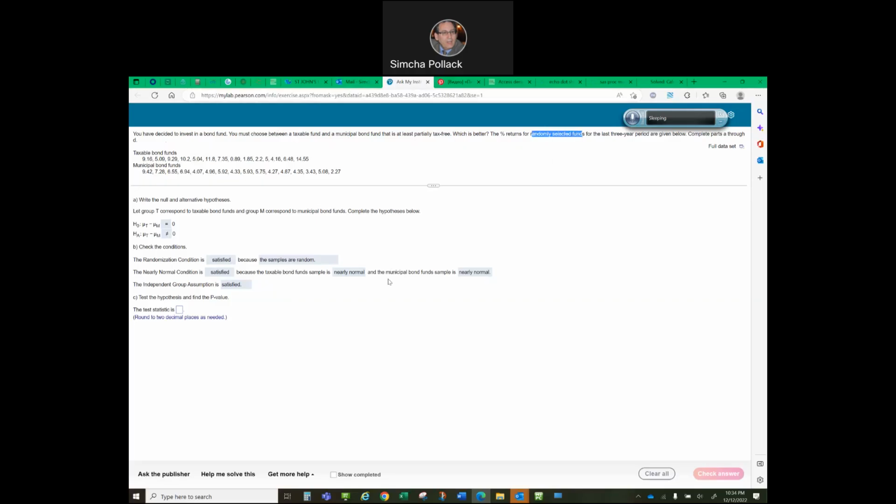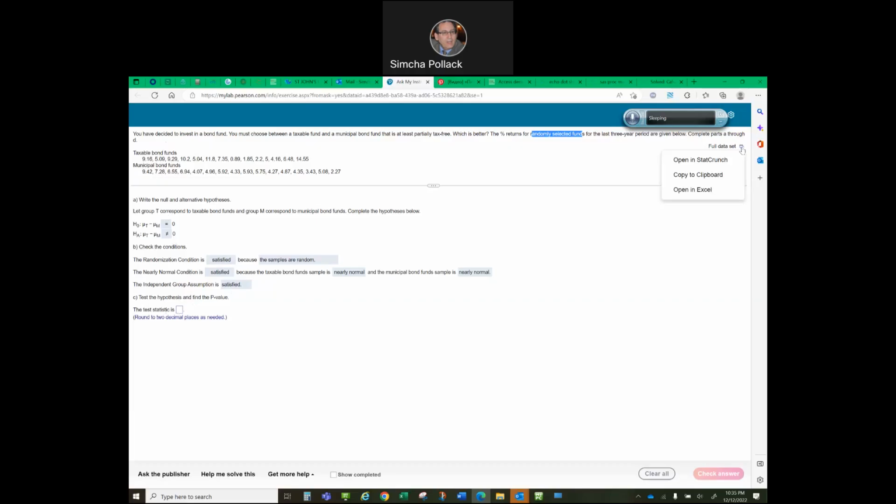The normal condition is satisfied because the taxable is nearly normal, and the municipal bond fund is nearly normal. I guess you have to create a histogram of that, which we could do in a couple of minutes. And the independent group assumption is satisfied because we're using what's called the independent t-test, because there's also something called a dependent test. These two groups of numbers have no pairing, like husband and wife would be an example of dependent. And now they want to figure out the actual calculation.